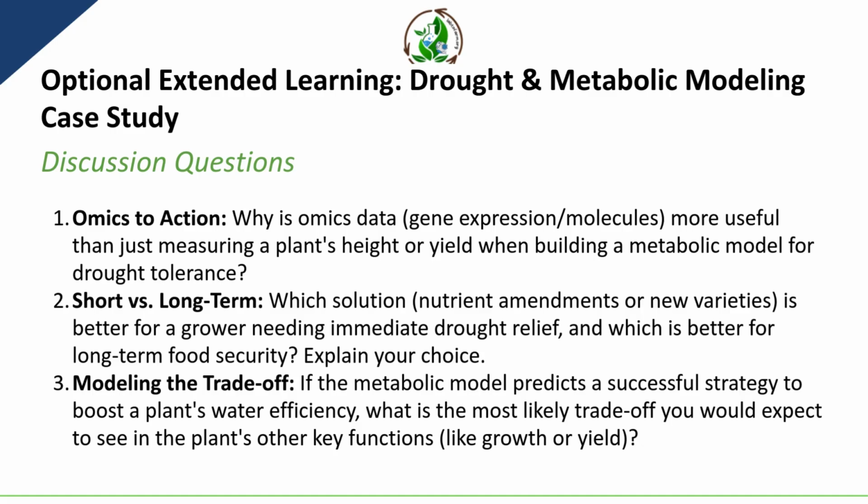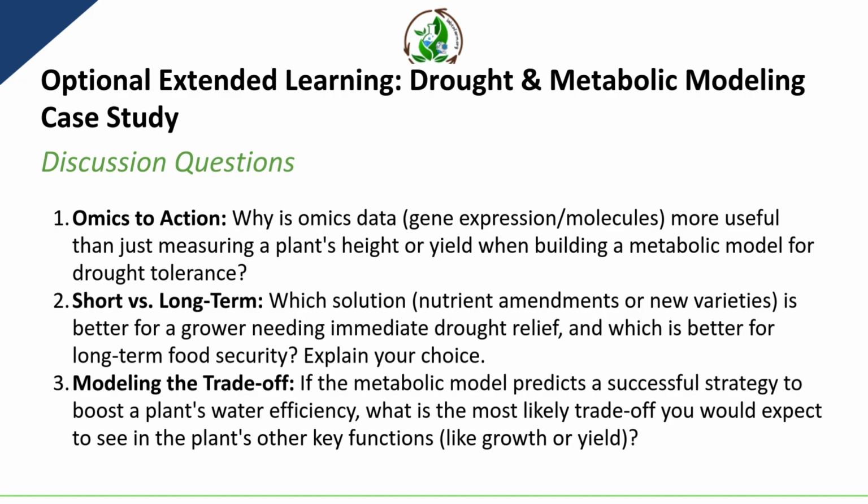This work connects the high-tech modeling back to our core module themes. For those of you engaging in this optional extended learning, here are 3 questions to drive your discussion. Omics to action. Why is omics data more useful than just measuring a plant's height or yield when building a metabolic model for drought tolerance? Short versus long term. Which solution, nutrient amendments or new varieties, is better for a grower needing immediate drought relief, and which is better for long-term food security?